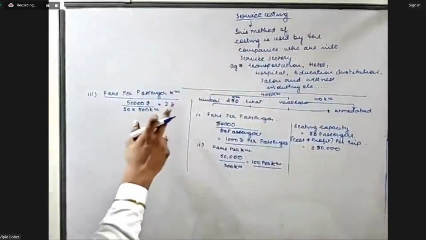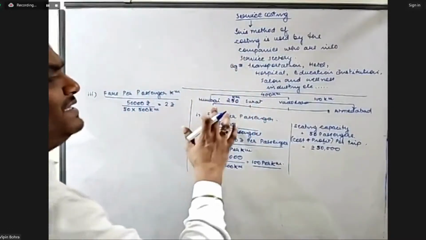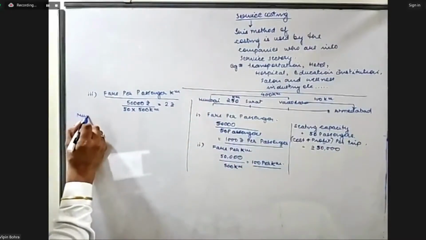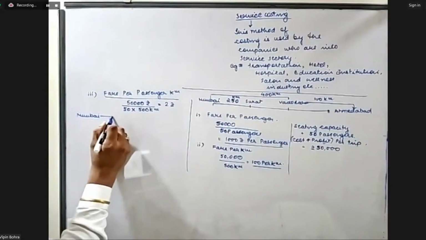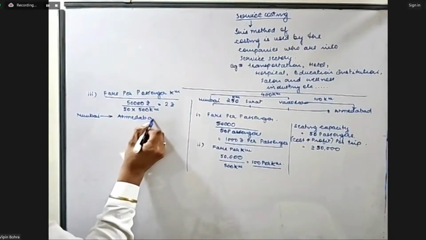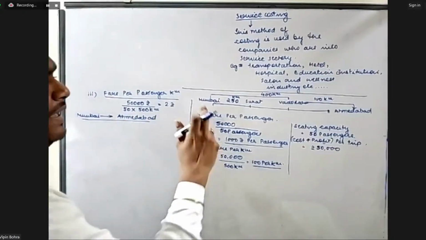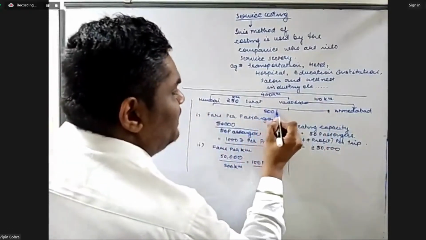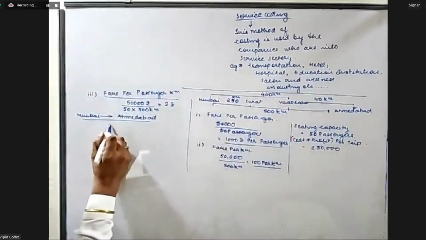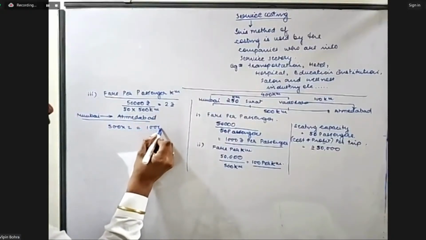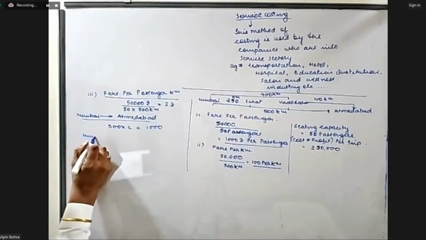So here now, once this rate is calculated, we can easily calculate the fare. So let's say for Mumbai to Ahmedabad, again, the distance is how much? Mumbai to Ahmedabad? Total 500 kilometers. So 500 into 2, that is 1000. Let's say Mumbai to Surat.